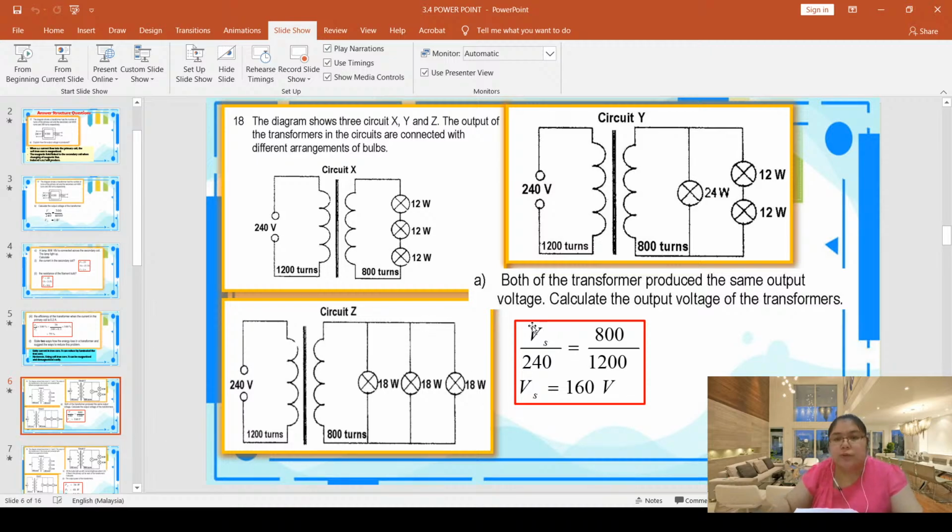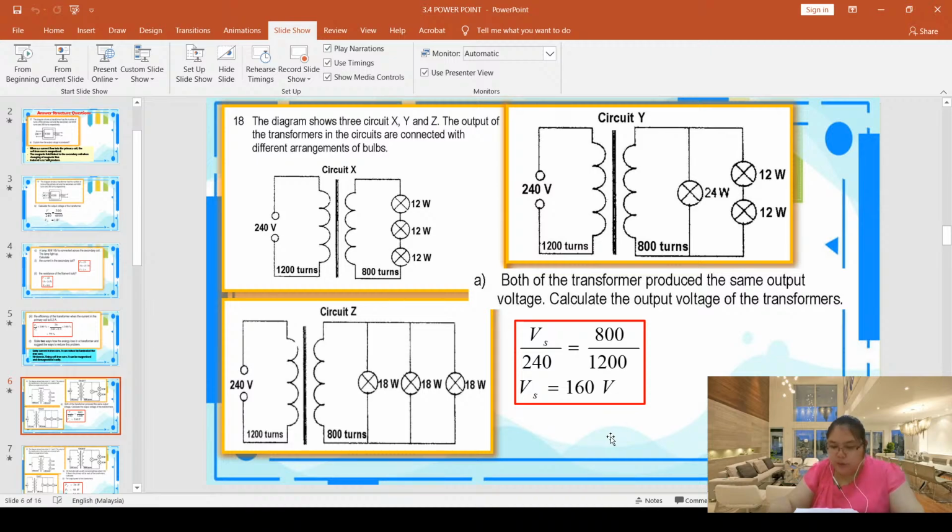So we use V secondary over V primary. We put the secondary at the top, and the primary at the bottom. Primary is 240. After that, N_S, the number of turns of the secondary, is 800, over the input number of turns, 1200. So I find V_S. I get the secondary voltage as 160 volt. So this one is a step down transformer. All 3 are also step down transformers.